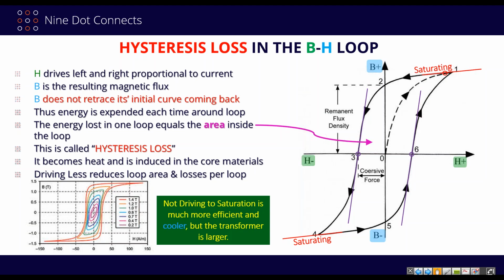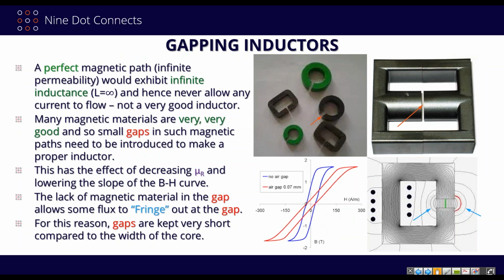Okay, if you're going to make an inductor, you have to add a gap because a perfect magnetic path would never allow any current to flow because the inductance would be too high, okay? So to do that, we have to add a gap, and when that happens, you'll see that the BH curve, which is shown in blue and red in the sort of middle at the bottom, when you introduce an air gap, it actually flattens out.